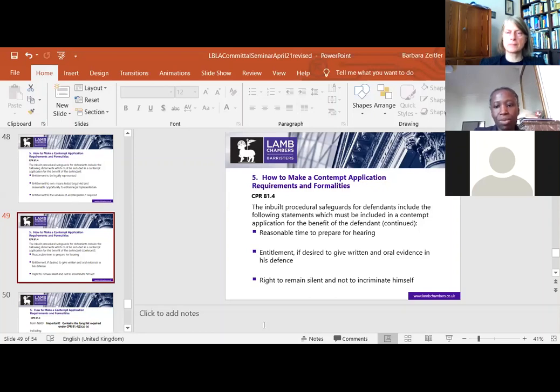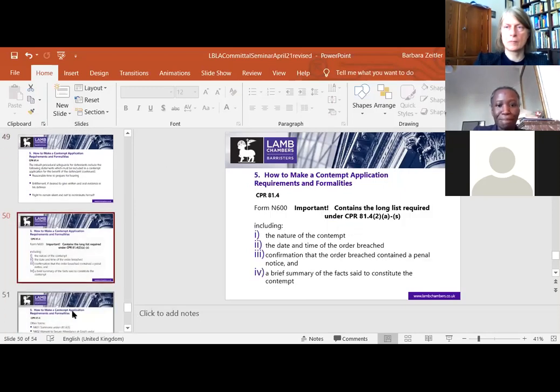And the last matter, which is somewhat tied in with the earlier one, is that the defendant has the right to remain silent. And that's because obviously in criminal proceedings, there is a right not to incriminate yourself. And so that should also be stressed to the defendant when making a committal application. I'm going to hand back to Barbara, who's going to take you through, I think, some of the forms.